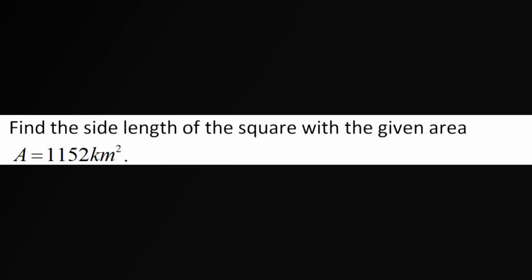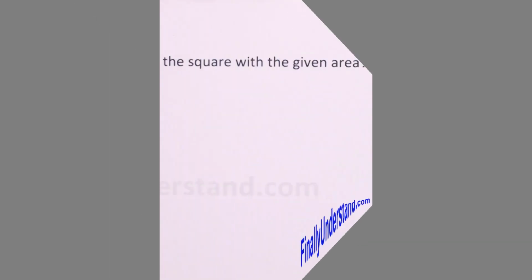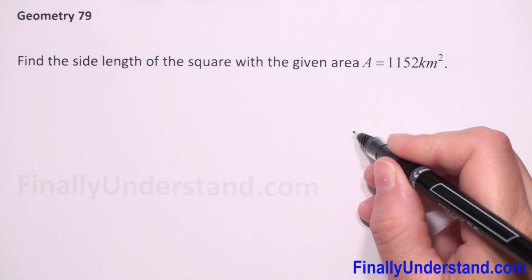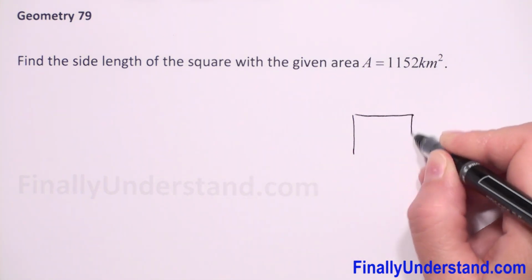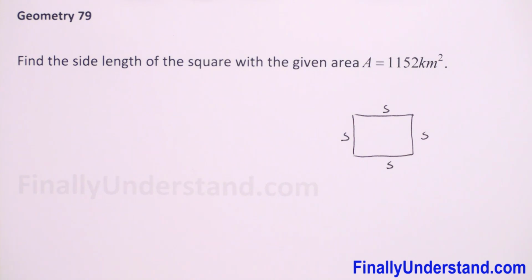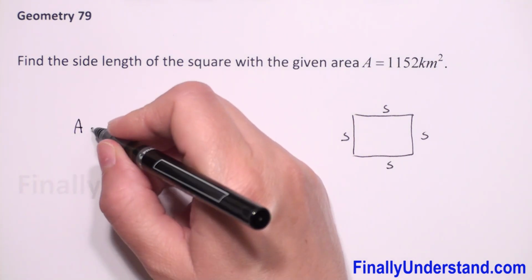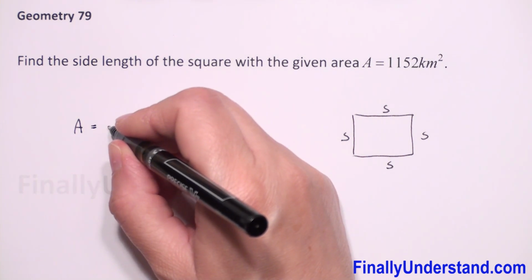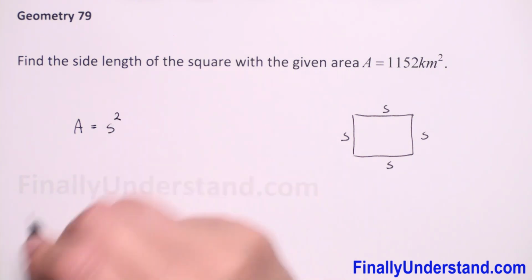We have to find the side length of a square with a given area. A is 1152 square kilometers. We know that the square has equal sides. We also know that the area of a square is the square of its side, so A = S².